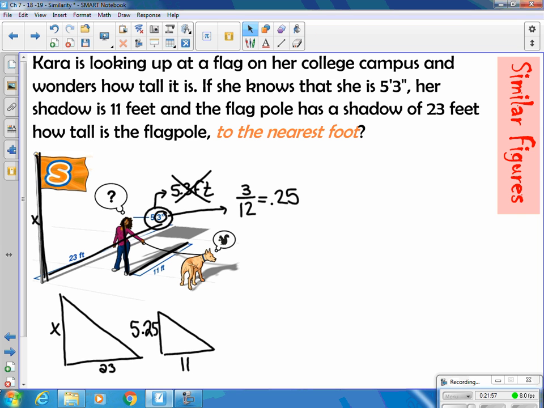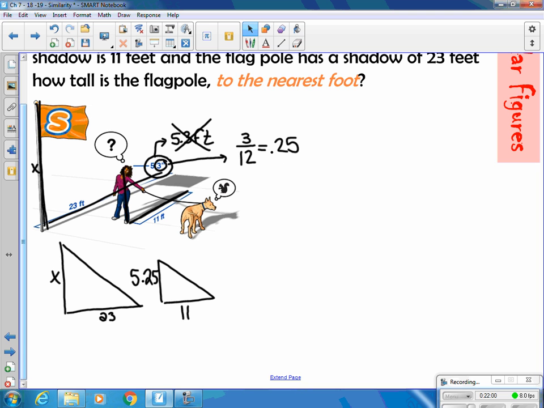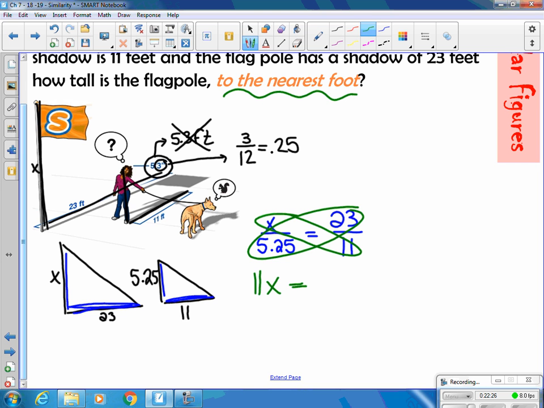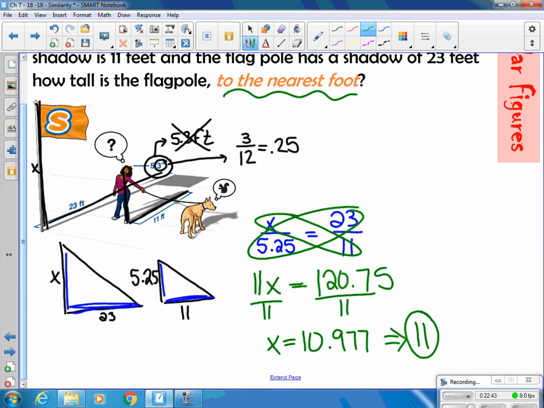Now that we know that, this problem is easy. Set up and solve our proportion here. X goes with 5.25 the way 23 goes with 11. All right, now also notice it said to the nearest foot. So I'm assuming, actually yours doesn't say that, but I would like the answer to the nearest foot. 11x equals, oh man, definitely get a calculator here. 120.75. Divide both by 11. X equals 10.977 something, which rounded to the nearest foot is 11.